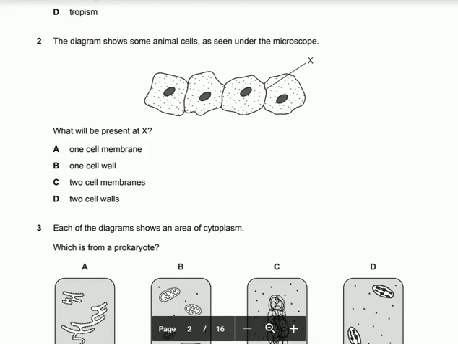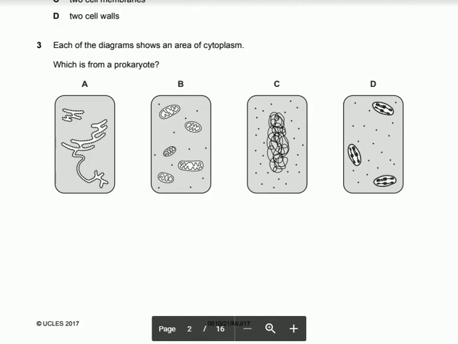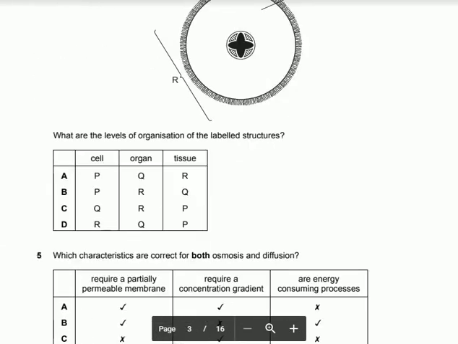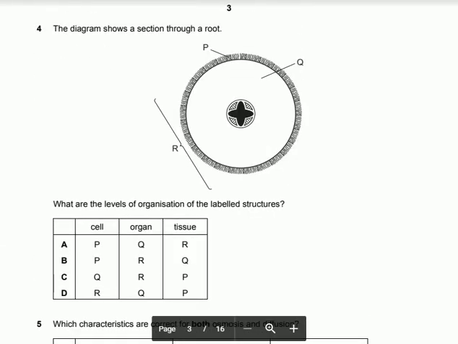2 would be C. Yes, 2 cell membranes. That's correct. 2 cell membranes. We'll keep that. We'll just check later. Prokaryotes, bacteria, no nucleus. C. The 4th one would be B, because P is a cell, R is the organ, and Q is the tissue. So it's B.